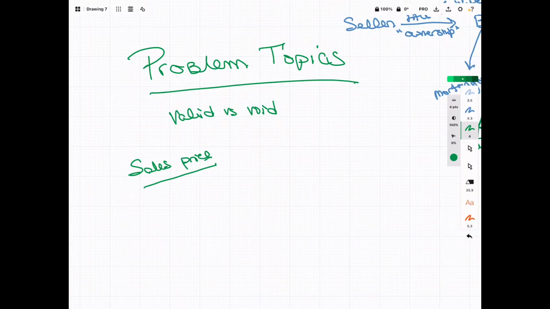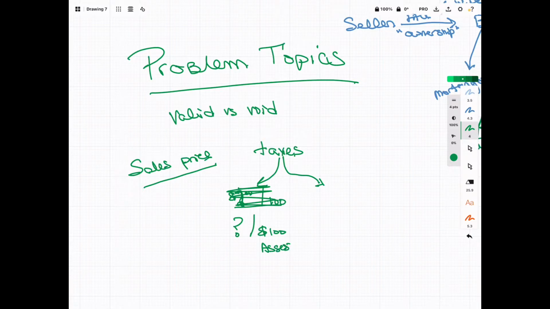All right, we know we've got two types of taxes. You've got taxes where you pay some dollar amount for every 100 you borrow. And you've got taxes where you pay some dollar amount for every 100 of the assessed value. Or you use mills, which is 1/10 of 1 cent.